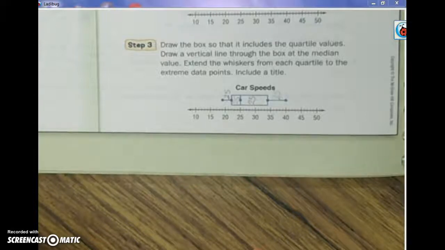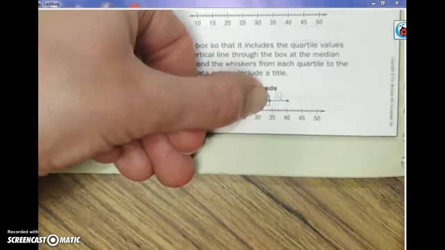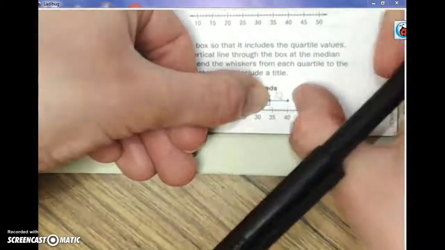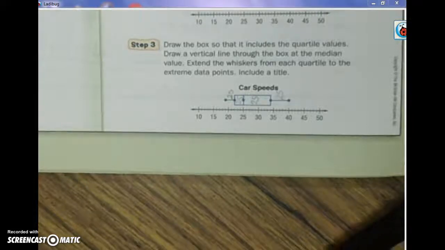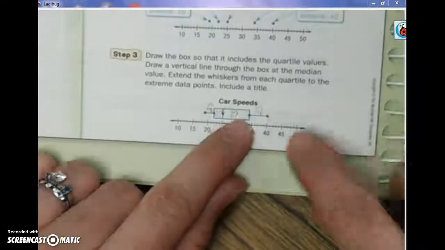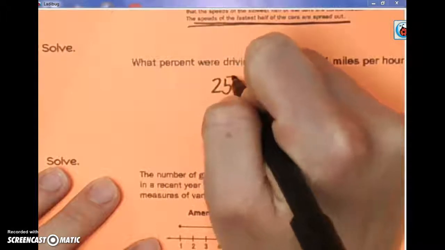So what percent were driving faster than 34 miles an hour? So if we look at 34, 34 is right where this Q3 dot is. So from here all the way to the end, that is only 25%. That's why from here to here, that's 25%. So our answer is 25%. And I'll go over that a little bit more when I get back.